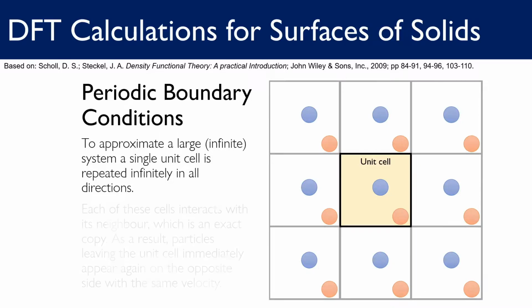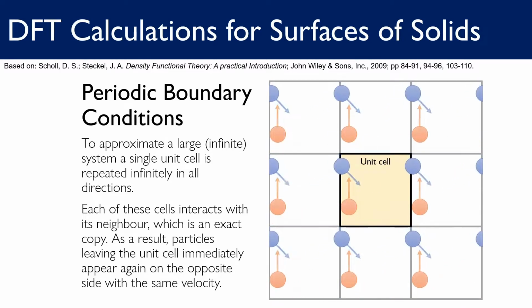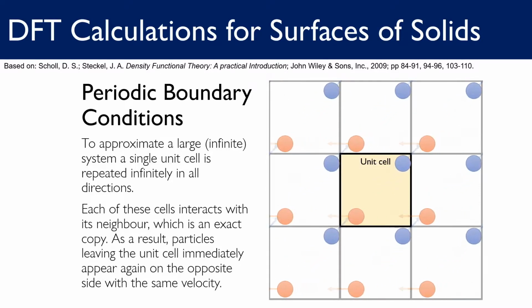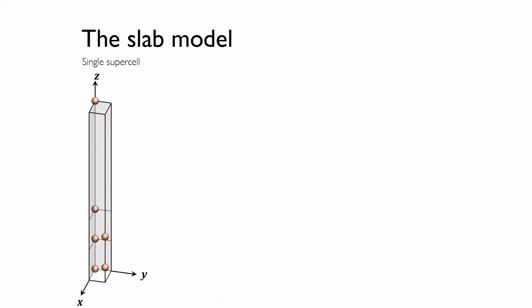Under periodic boundary conditions, each of the cells interacts with its neighbor, which is an exact copy of itself. As you can see now, this also means that any particles leaving the cell immediately reappear on the opposite side with the velocity they had when they left. We can also take advantage of periodic boundary conditions to simulate processes at surfaces.